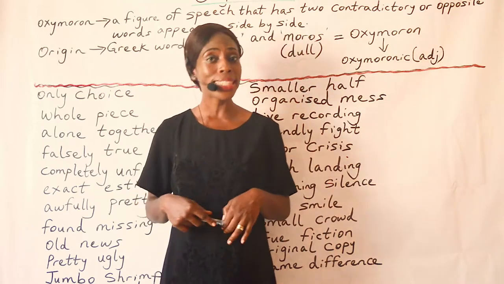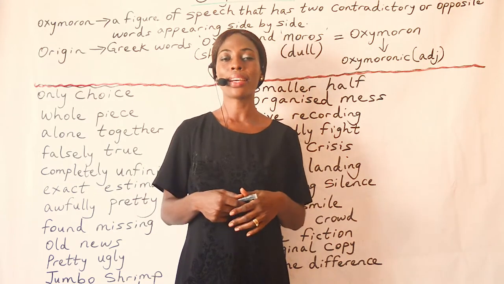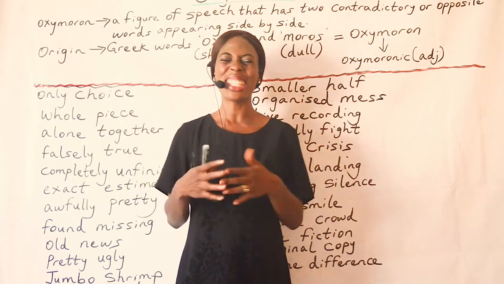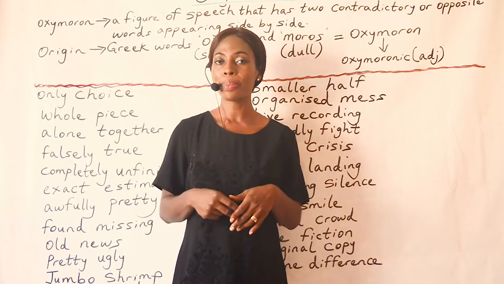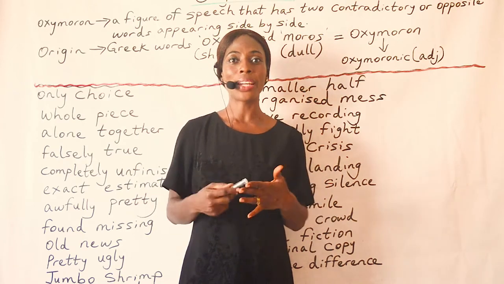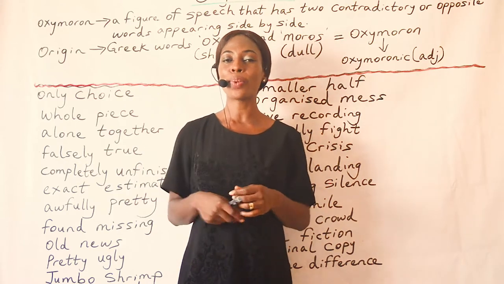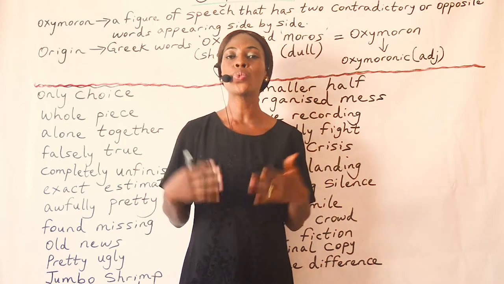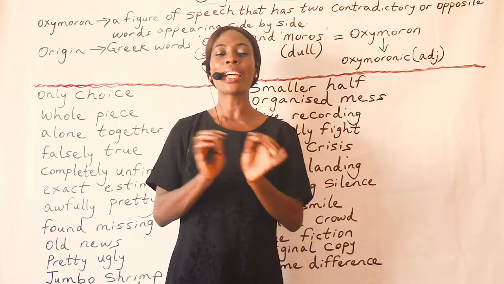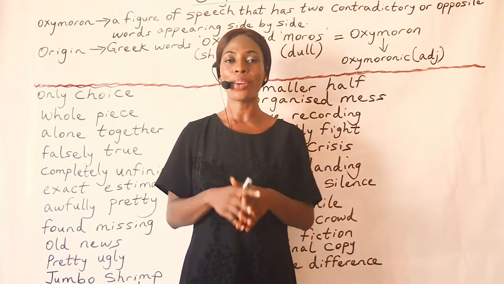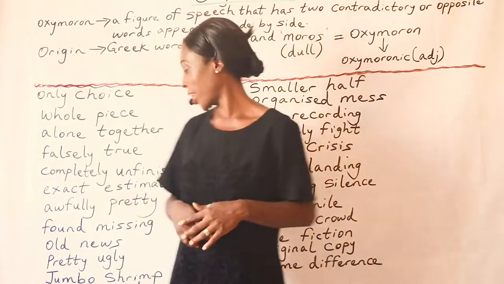Can someone be pretty and ugly at the same time? Or can something be pretty and ugly at the same time? Pretty, beautiful, and ugly. You know what it means. Now, learners of the English language, you might be confused, but this is a phrase, a figure of speech in English that is being used all the time. Once you add it to your conversation or to your writing, it adds some sense of humor or sarcasm or even irony. It spices up your sentence. So don't be confused. It is oxymoronic.